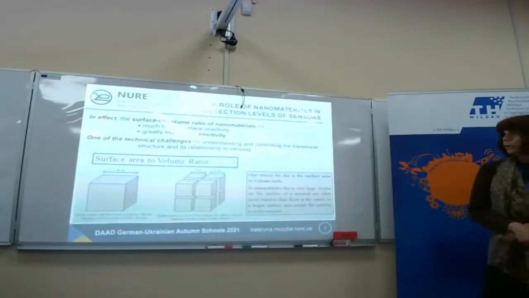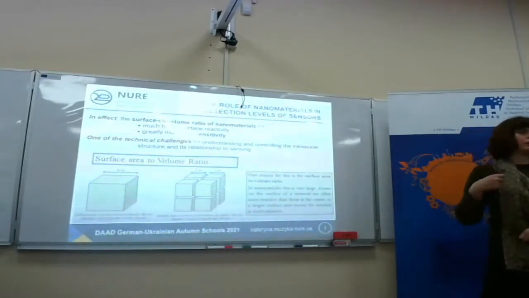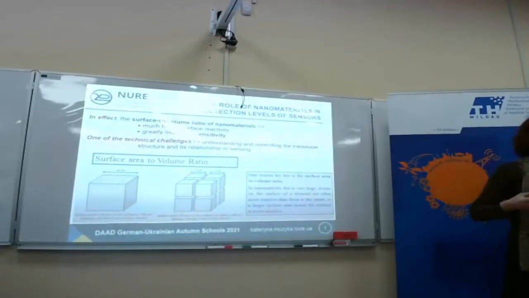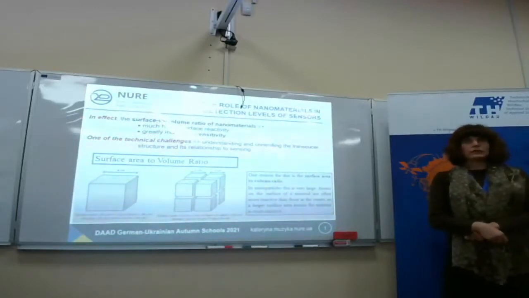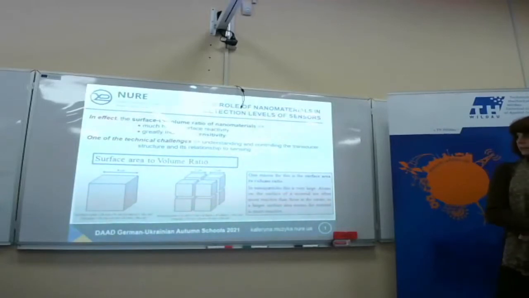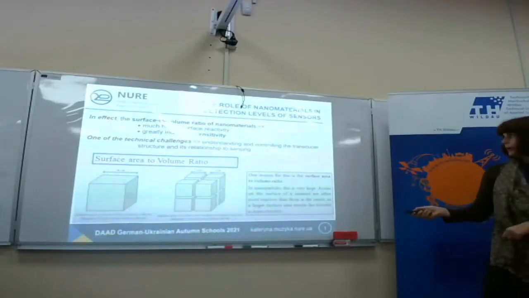So what happens from the sensor's point of view if the surface area will increase? It means the reactivity also increases, and it's a great advantage from the point of view of increasing the sensitivity of detection. So what does sensitivity of detection mean? It means that it's possible to detect a very low amount of some species, which in other words is analyte.